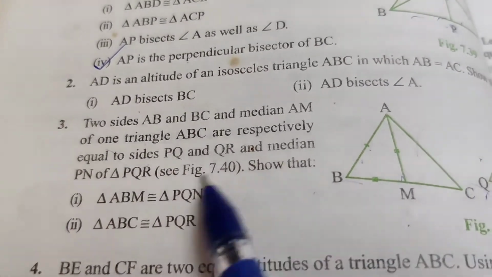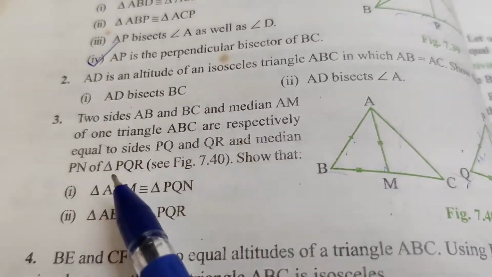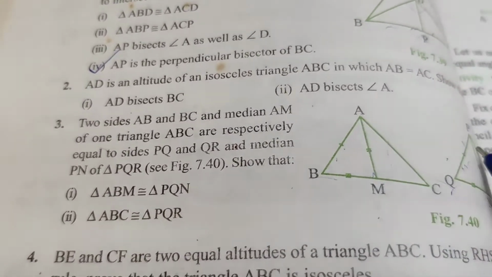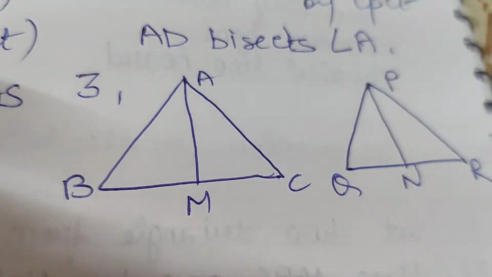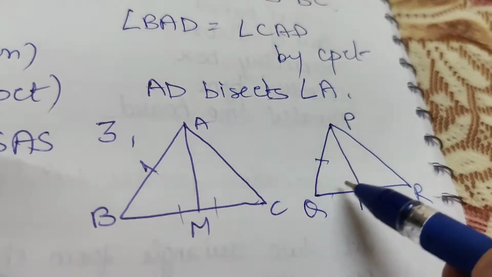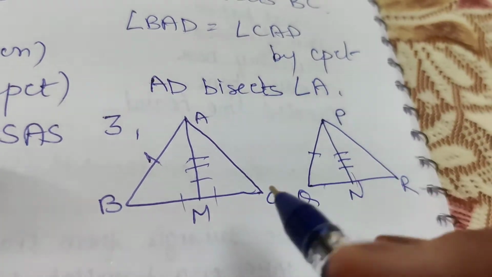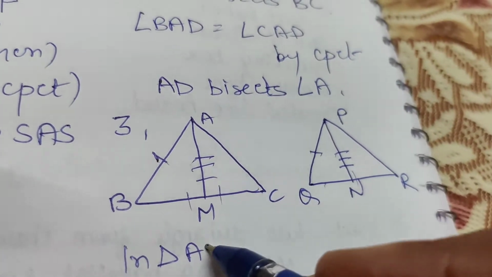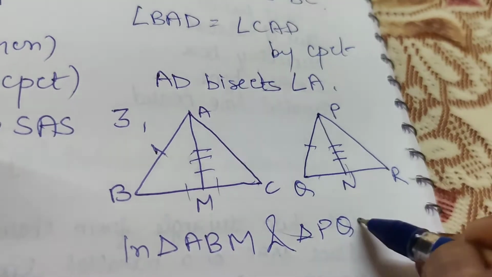Question number 3. Two sides AB, BC and median AM of the triangle ABC are respectively equal to the sides PQ, QR and the median PN of the triangle PQR. Show that ABM is congruent to PQN and ABC is congruent to PQR. These are the two triangles in which AB equal to PQ, BC equal to QR and AM equal to PN. So we have to prove the triangle ABM congruent to triangle PQN.